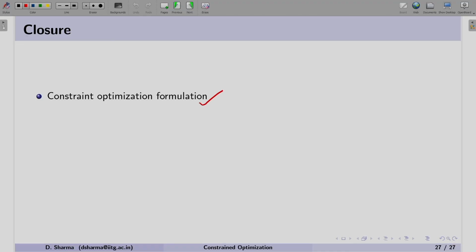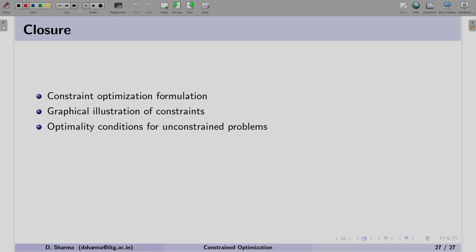We have come to the closure of this session. In this session, we first understood the constrained optimization formulation, in which the objective function was subjected to inequality constraints and equality constraints. Thereafter, we understood the constrained optimization problem with the help of graphical examples, where we can have a continuous search space and a discontinuous search space.